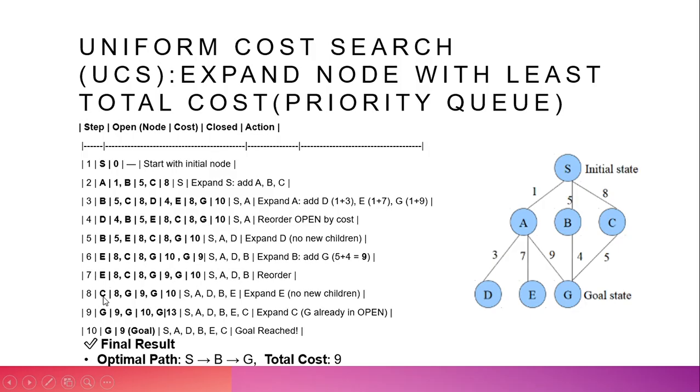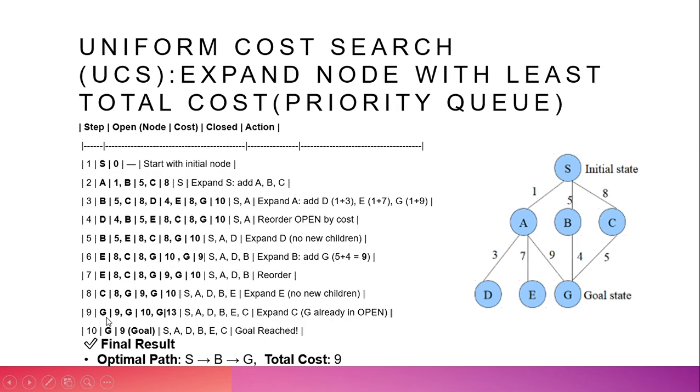Next element in the queue is C. C has a cost of 8. We have to check whether it is a goal node. As it is not a goal node, we have to check for the child. So C has a child G. Cost will be 8 plus 5, 13. So G13 is added under the queue. It is already in ascending order, so no need to do the ordering again.